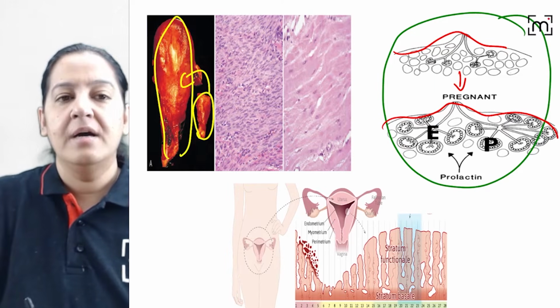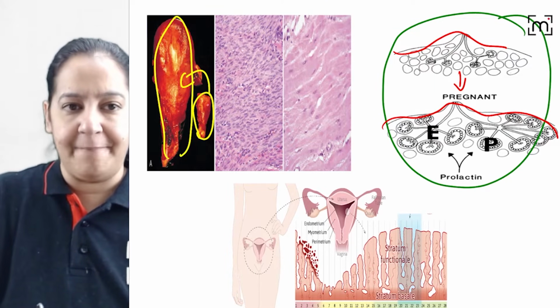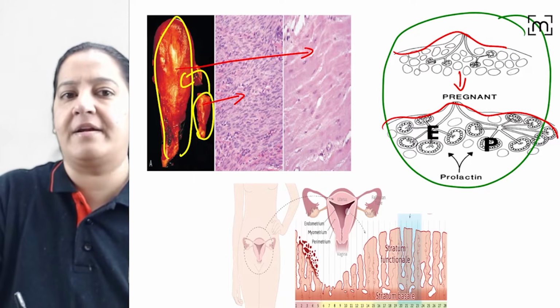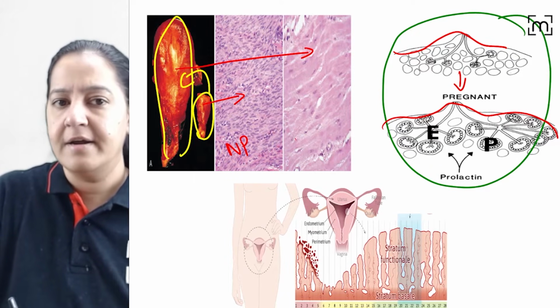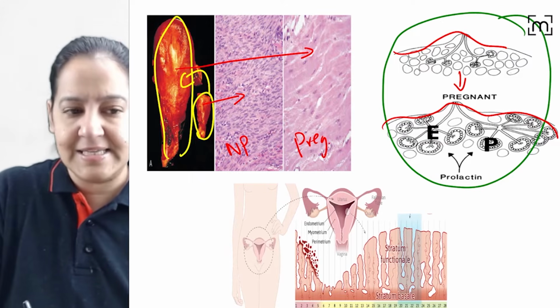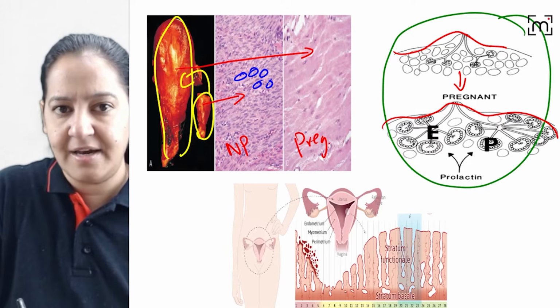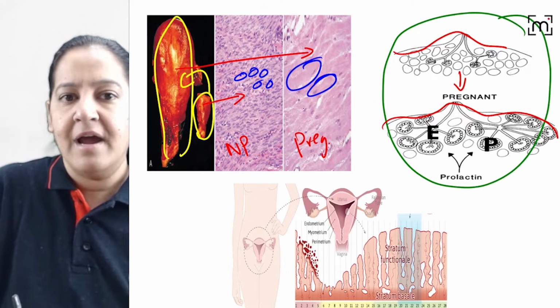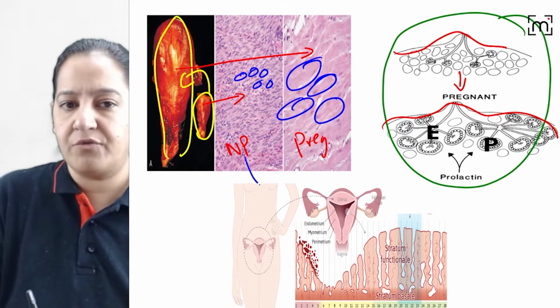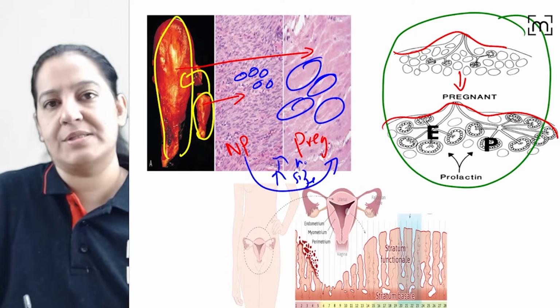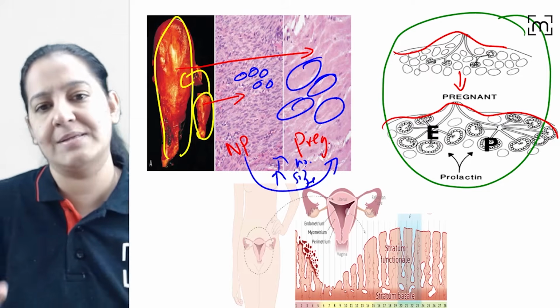And if you see the microscopy of both of them, this is the diagram of a non-pregnant uterus. This is the diagram of a pregnant uterus. This is non-pregnant and this one is pregnant. Now see the cells here. Let me draw the cells for you to explain. See the size of the cells here and see the size of the cells here. From non-pregnant to pregnant, the size is increased and the number is also increased. So it is an example of hypertrophy as well as hyperplasia.